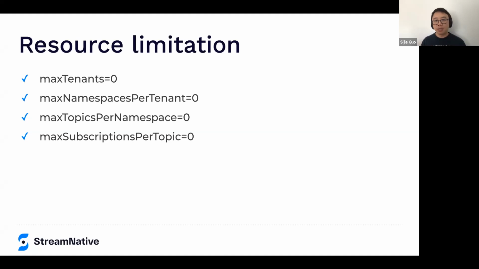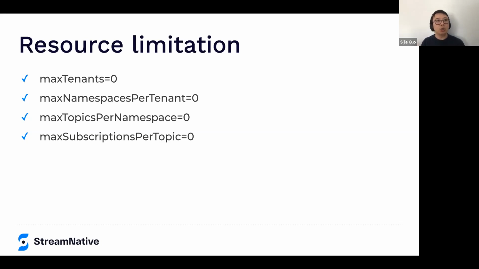So the next one is what we call resource limitation. Prior to 2.7.0, there was no way for people to control how many tenants, how many namespaces per tenant, or how many topics per namespace a Pulsar cluster could give to an individual user. So a lot of people ended up implementing a broker interceptor to intercept those RESTful APIs, and then put some resource limitation there to control how many tenants and how many namespaces a user can have.